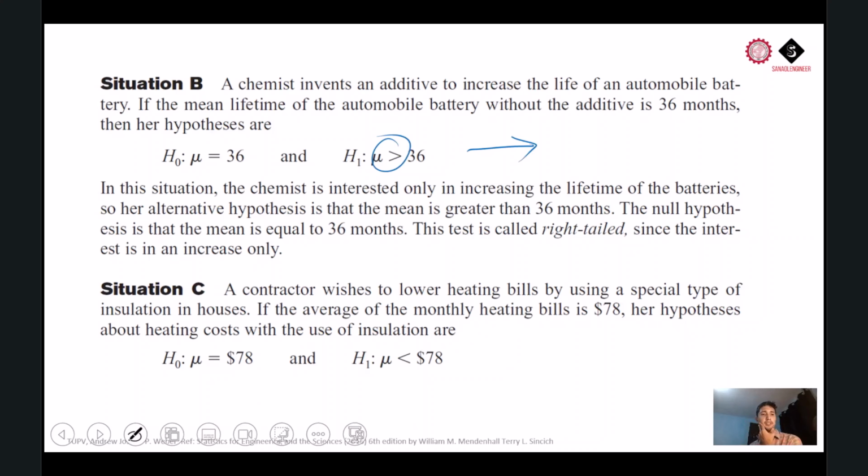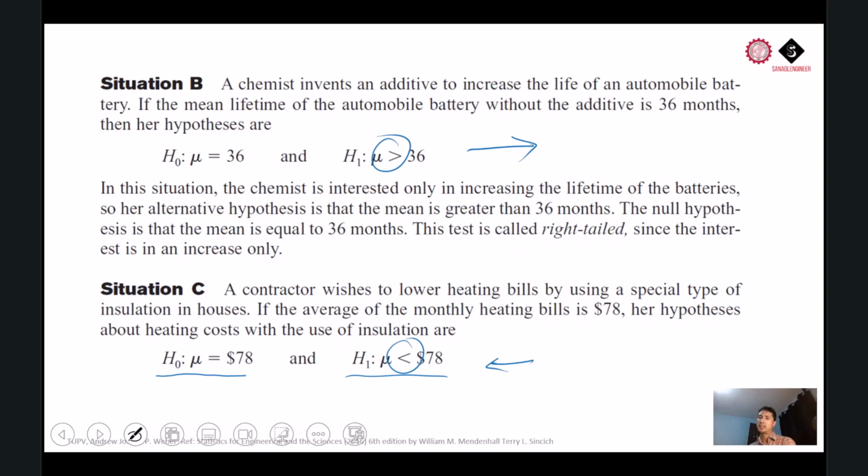Okay, last situation, situation C. A contractor wishes to lower heating bills by using a special type of insulation in houses. If the average of the monthly heating bills is $78, her hypotheses about heating cost with the use of insulation are the following. Number one, the null is that it's still the same. Of course, it's always the status quo or the same numbers that we know of. And since she wants to lower that cost, her interest is in this direction, which is left tail.